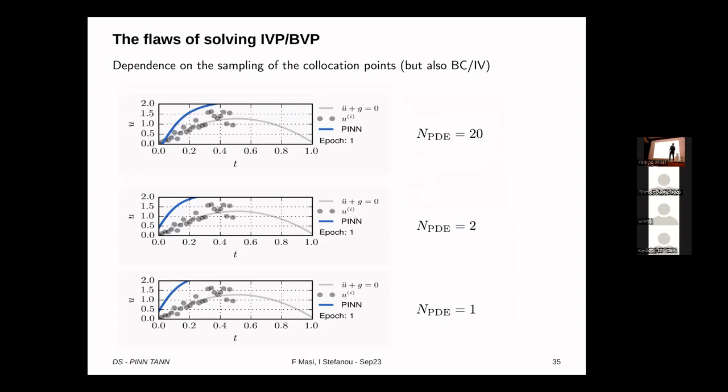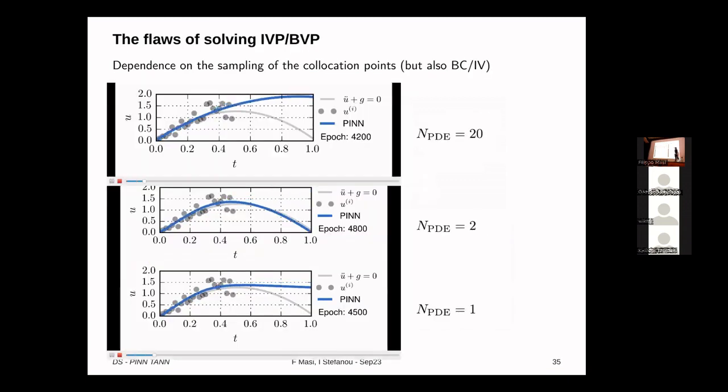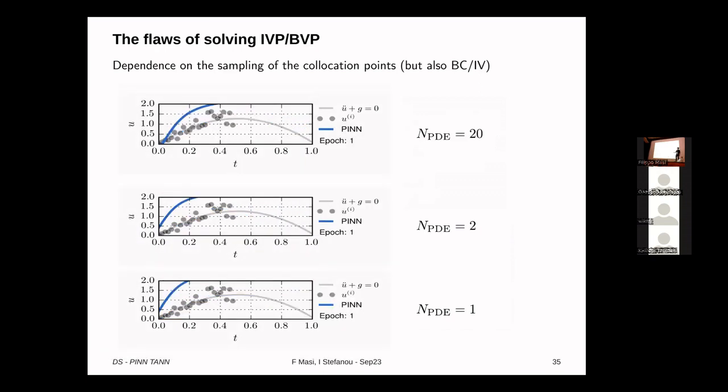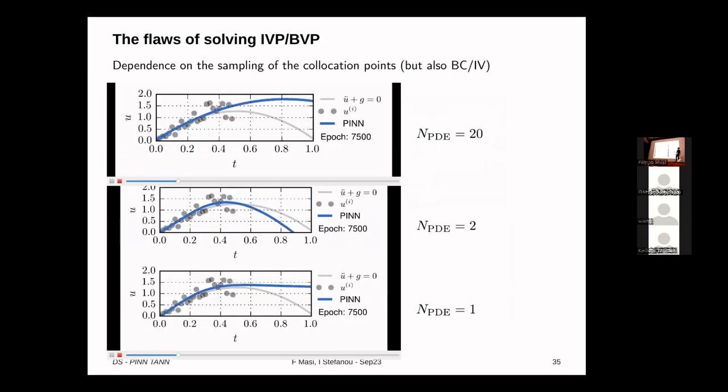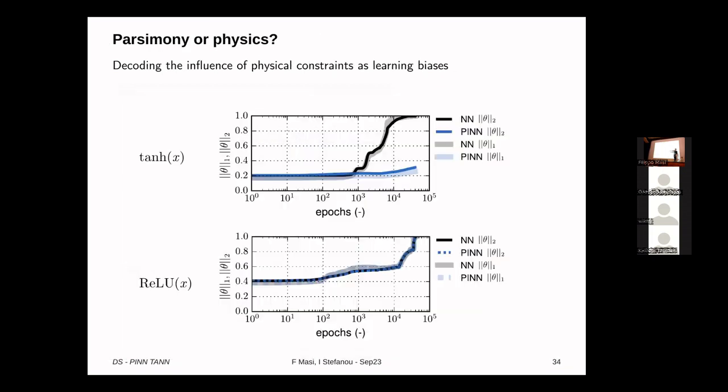Give me 1 second. So here's 20 collocation points, what we were having before. Here you have 2, that is 1 at 0, 1 at 1. And here you have just 1 collocation point at 0. As you can see, the answers are quite different. The one with 2 is not so bad, still it's overestimating gravity quite a lot.